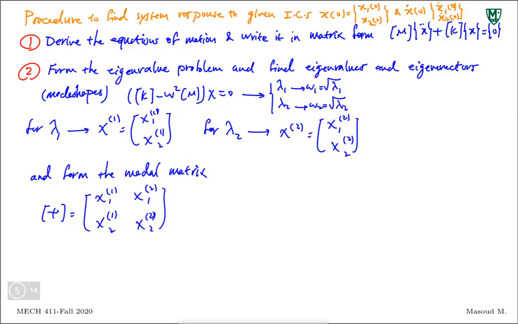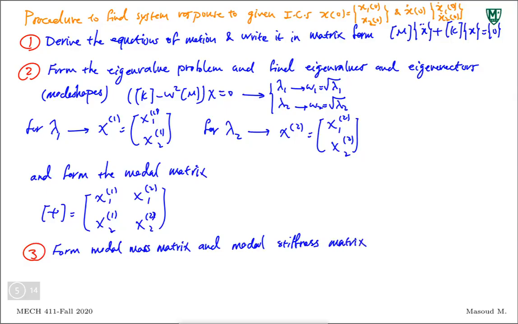Then we'll go to step 3. Now we can form or construct the modal mass matrix and modal stiffness matrix.